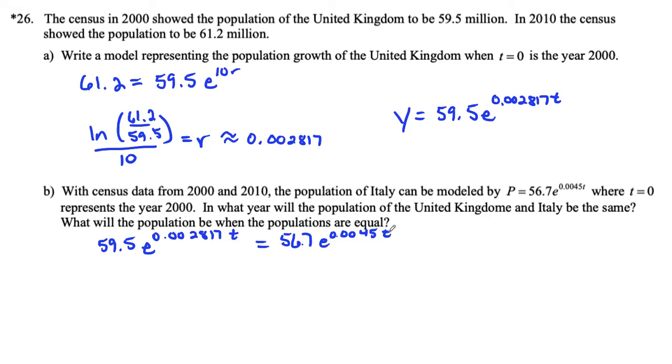Now to go about solving this, I'm going to get all my t's on the same side. This is going to look a little messy at first, but we're going to remember a property of exponents to help us solve this. So I'm going to divide both sides by 56.7, so 59.5 divided by 56.7. And I'm going to divide both sides by e to the UK rate. That gives me e to the Italy's rate divided by e to the UK rate.